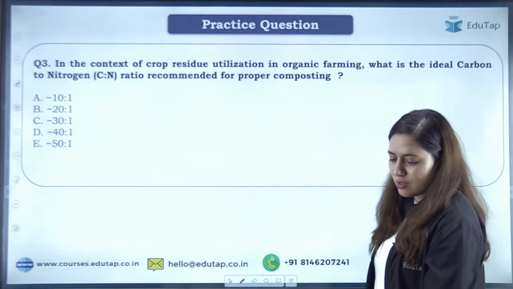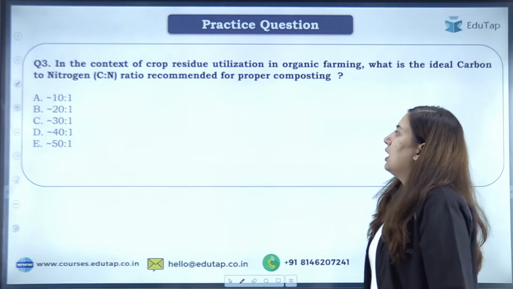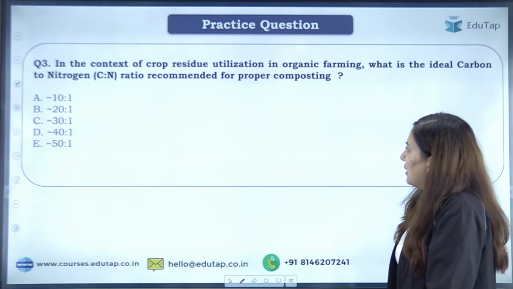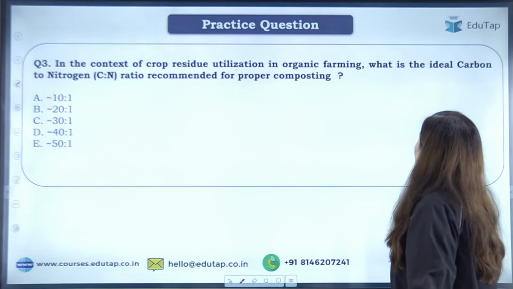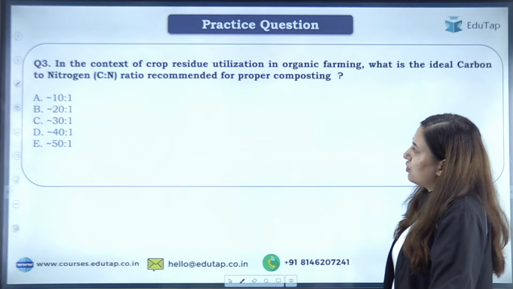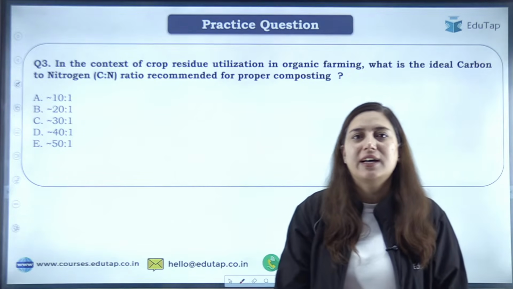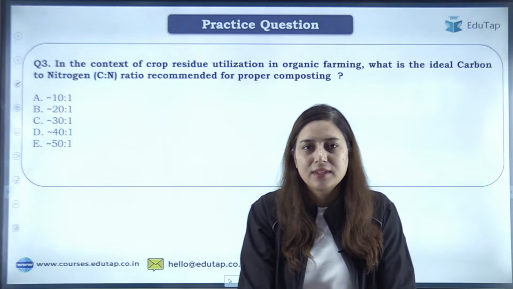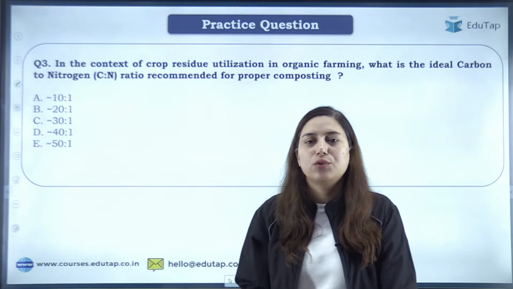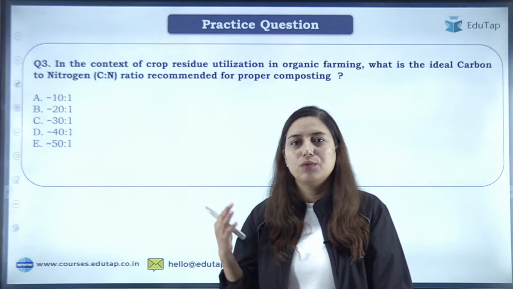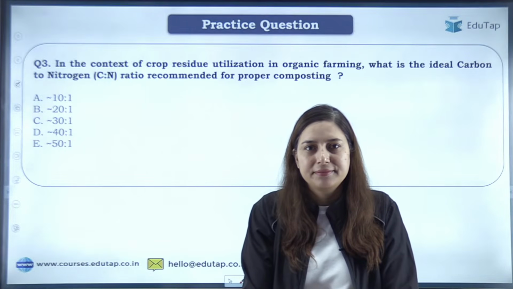Chalo, coming to the next question. Very important question again. In the context of crop residue utilization in organic farming, what is the ideal carbon to nitrogen ratio recommended for proper composting? Chalo, what will be the answer for this? What is the ideal C:N ratio, that is carbon is to nitrogen ratio, for decomposition to happen?